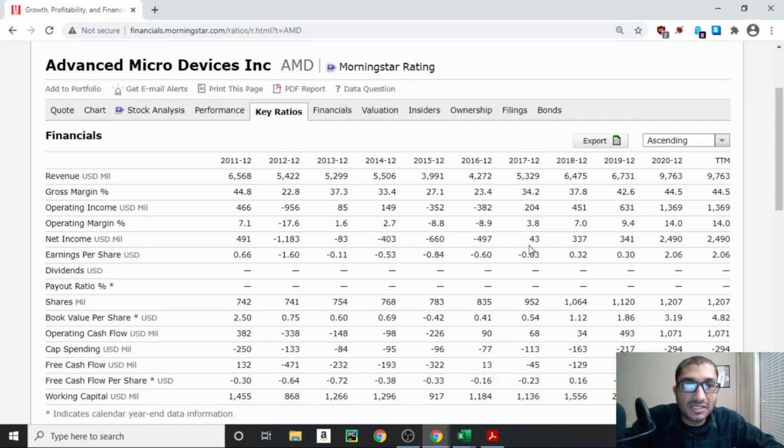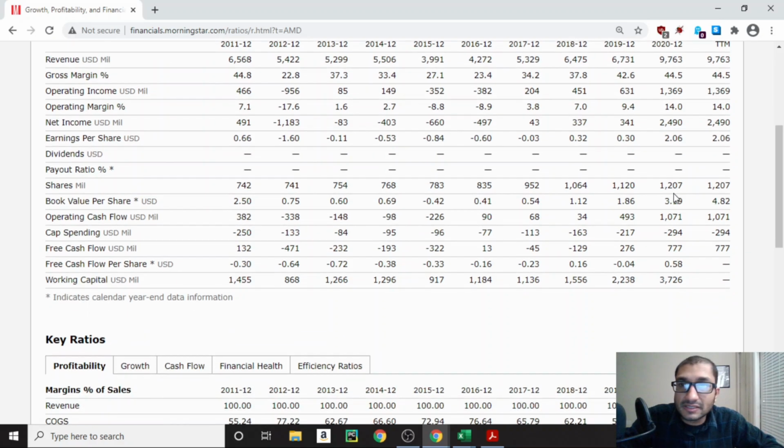However, ever since 2017, the company has reported positive net income, which has been growing every year. Next is the dividends. We can see that AMD does not pay out any dividends. This goes to show that the management thinks that it's more efficient and productive to reinvest the company's capital in its core business rather than departing from that money and giving it to the existing shareholders in the form of dividends.